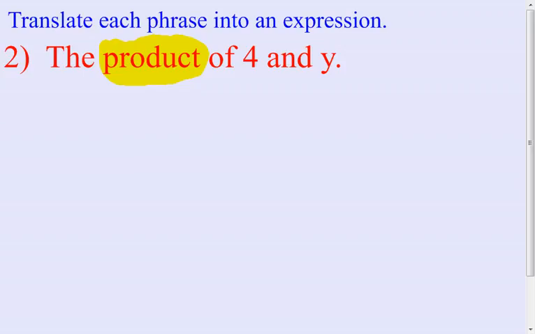The next one, the product, and product in the math world means to multiply. So I am going to multiply 4 and y. I could just write it as 4 times y, or you can simply write it as 4y, which is assumed to be a multiplication problem when you don't see a symbol in between like that.